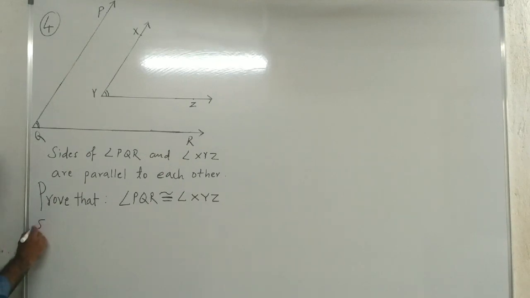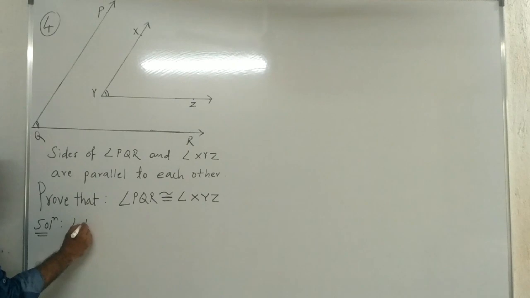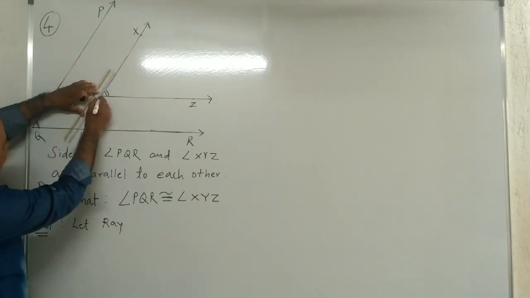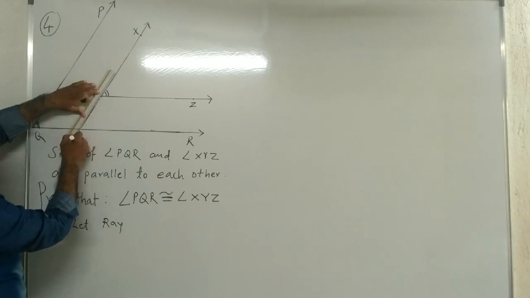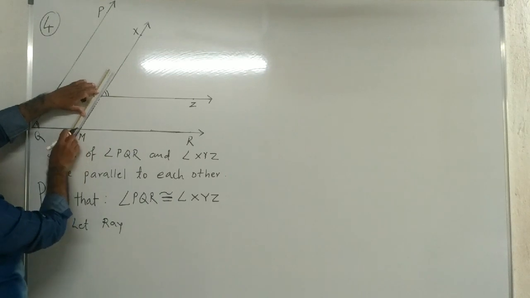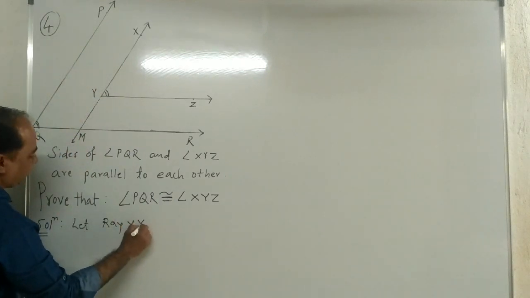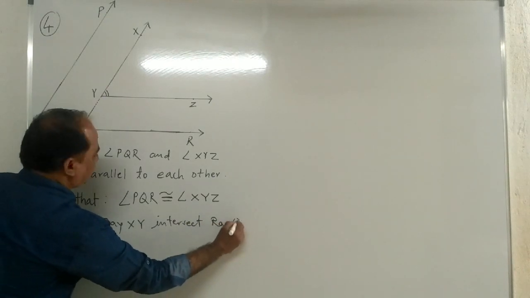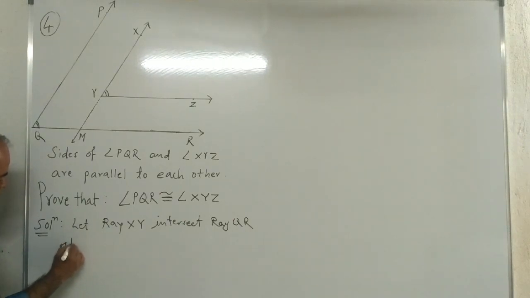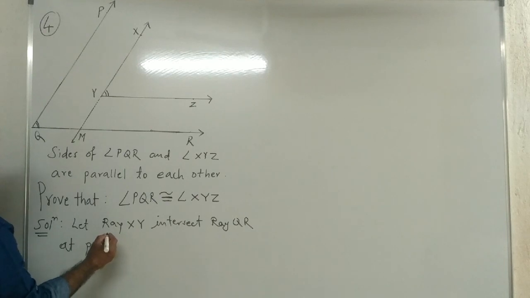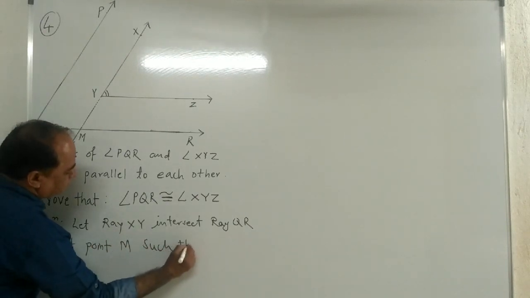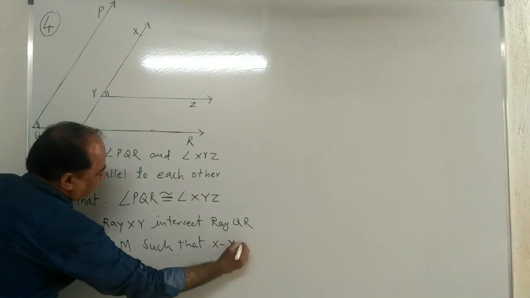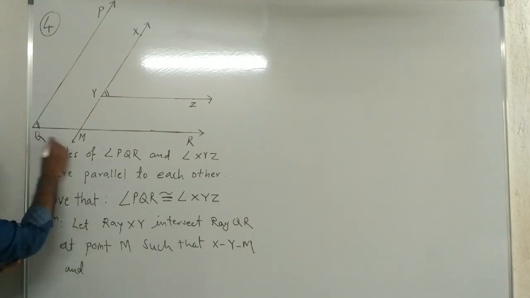Now let us do one construction. Let ray XY intersect ray QR at point M, such that X-Y-M and Q-M-R.